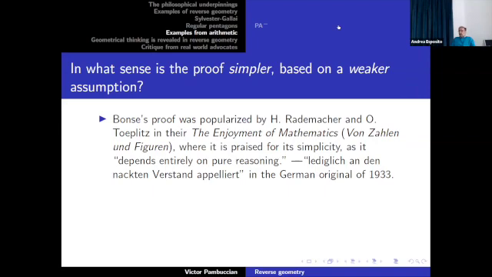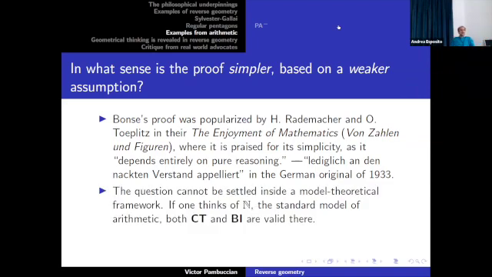So the question clearly appears, can we find a formal reason why it is? Because this is kind of a feeling, an intuitive thing. Can we say, well, the proof from Bonse's inequality is simpler than the other one? And this is what I have embarked on.